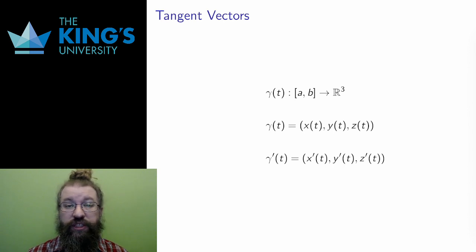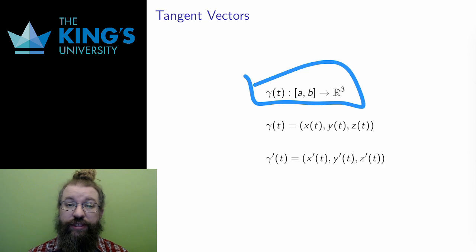A curve, say in R3, though the definitions are fully general, has three component functions, x of t, y of t, and z of t. Each of these are individual single-variable functions of the independent variable t. If they are differentiable, and I'll assume they are, I can take derivatives. The result is a vector of three derivatives, x prime, y prime, and z prime. What is this vector? What is this derivative?